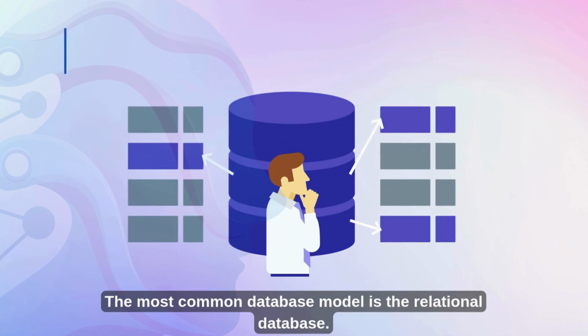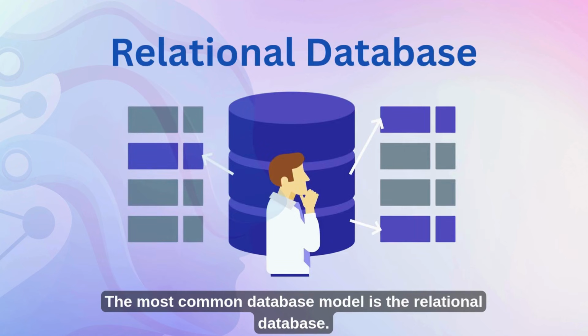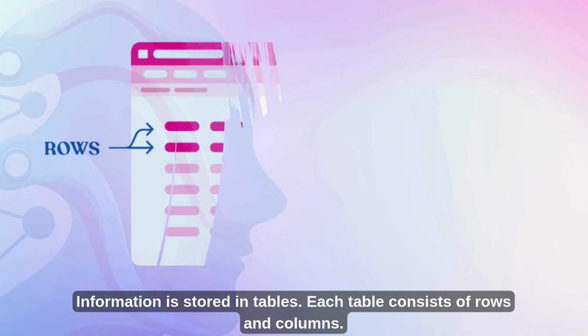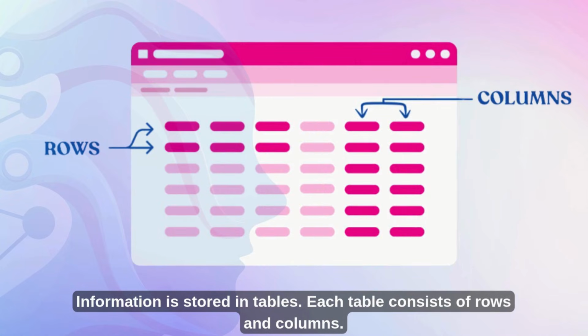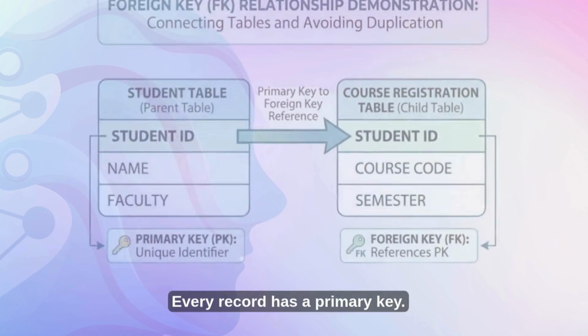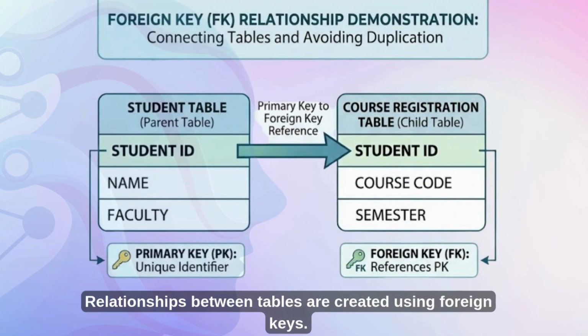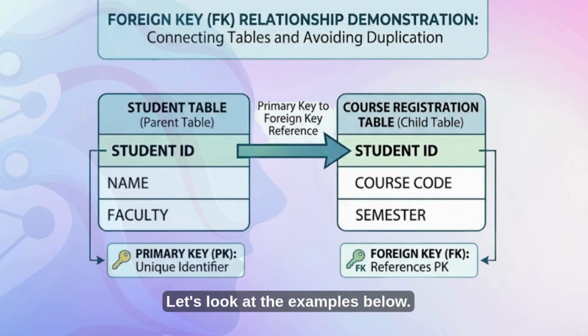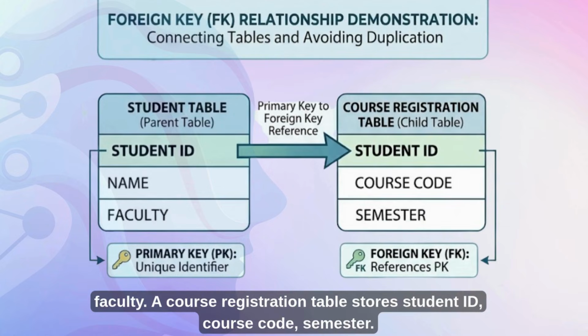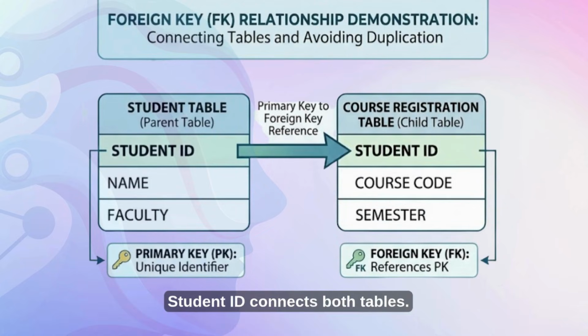The most common database model is the relational database. Information is stored in tables. Each table consists of rows and columns. Every record has a primary key. Relationships between tables are created using foreign keys. Let's look at the examples below. A student table contains student ID, name, and faculty. A course registration table stores student ID, course code, and semester. Student ID connects both tables. This avoids storing duplicate information.